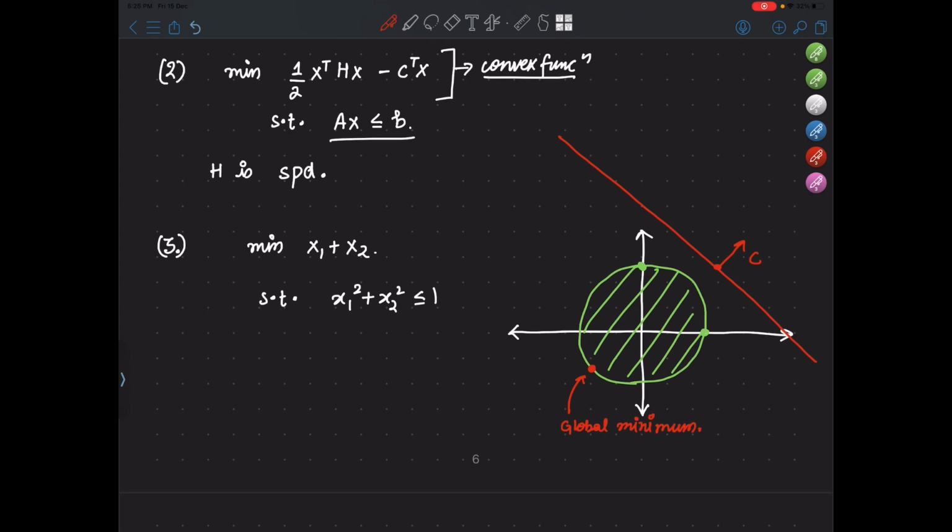Just by logic you can see that the maximum value will be where both x1 and x2 are negative, so it will lie in this quadrant. By some basic technique you can come to the conclusion that this will be where C is perpendicular to the circle. At that point this will be a minimum. How we get this point formally we'll discuss later in the constrained optimization lectures, but I think this is fairly clear here.